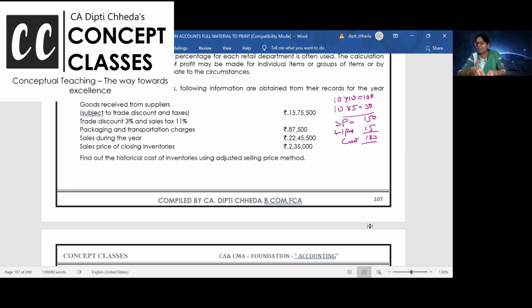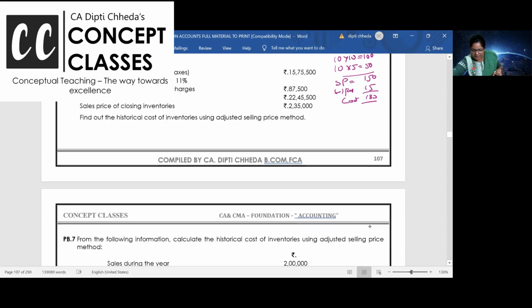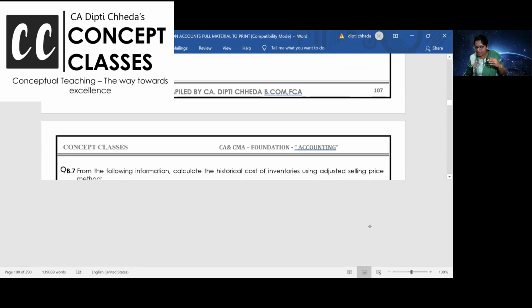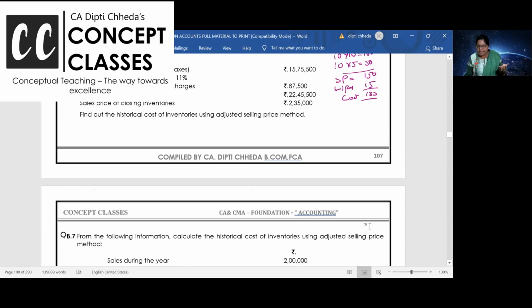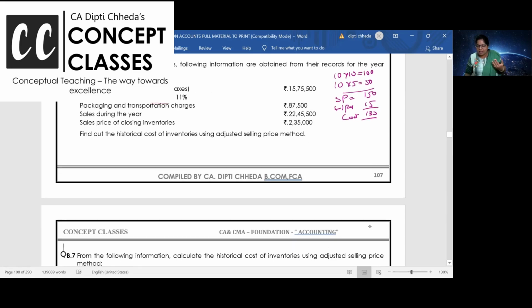Sixth question we are doing now. So somehow adjust the stock and get the value. That's what you have to do. Okay, this retail company is having goods received from the supplier, 15,75,000 subject to trade discount. I hope all of you remember trade discount is not a part of the stock, and sales tax they have said, but it's GST. You have to add it.